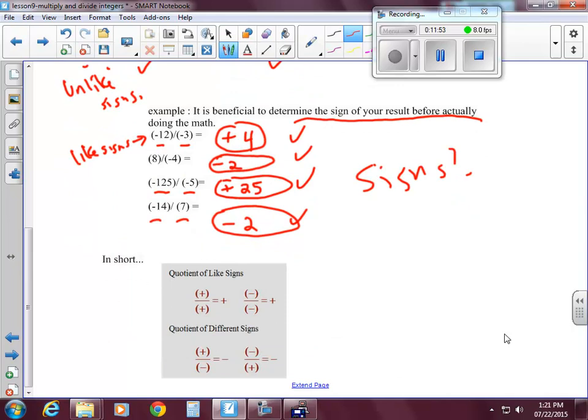Okay, so to summarize, in short, positive divided by positive returns a positive. Negative divided by negative returns a positive, like signs. If you have different signs, positive divided by negative is going to return a negative. And negative divided by a positive is going to return a negative. And I hope that helps.